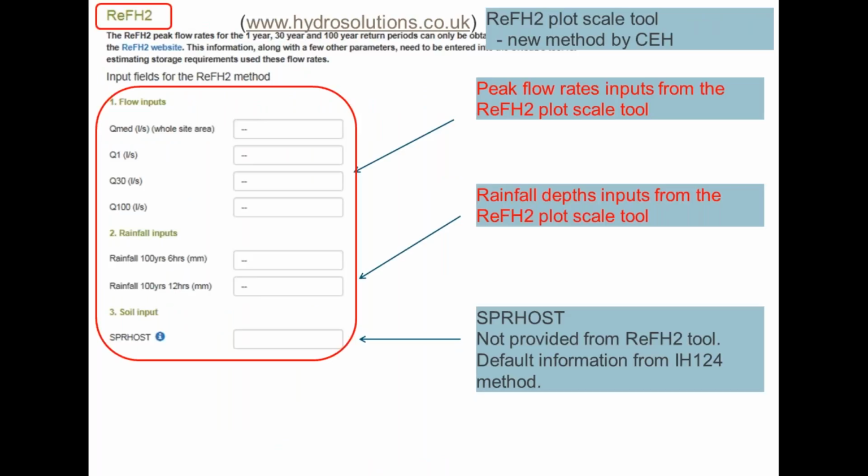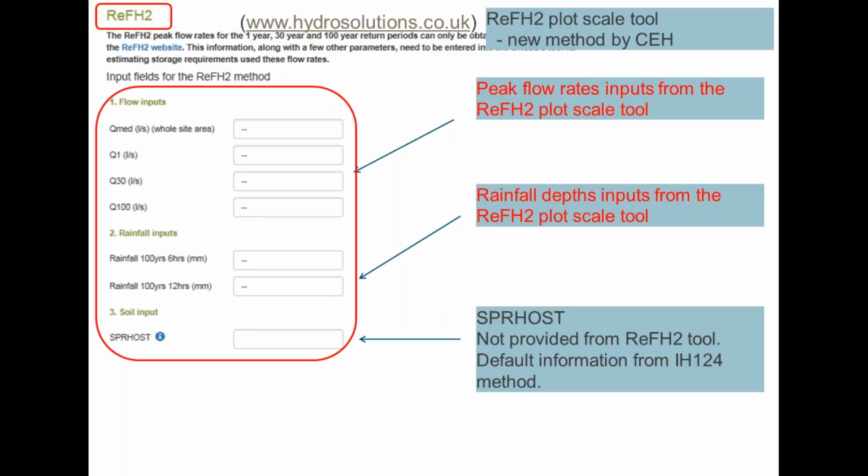So coming to the ReFH2 method, this information can be obtained from the Hydro Solutions website, which is shown here. The method was developed by CEH, and there is ongoing analysis being carried out on this project. But there are no links between the two tools, so you need to enter flow data information manually into the boxes here, as well as the rainfall information for the 6 hours and the 12-hour 100-year events.